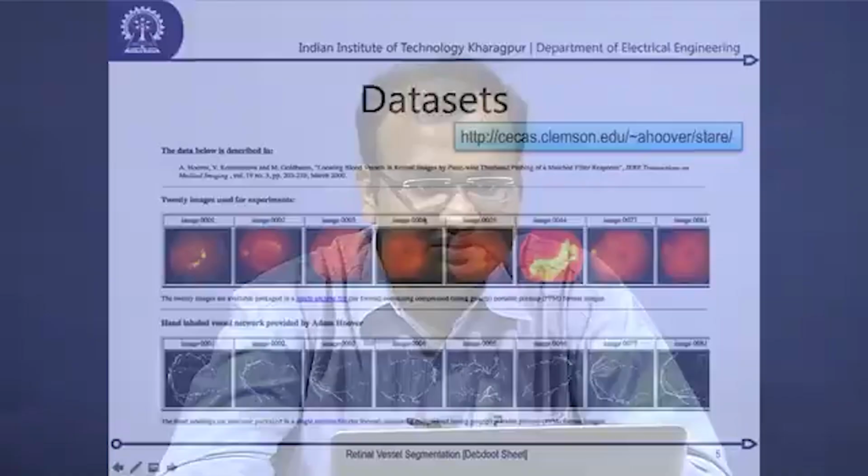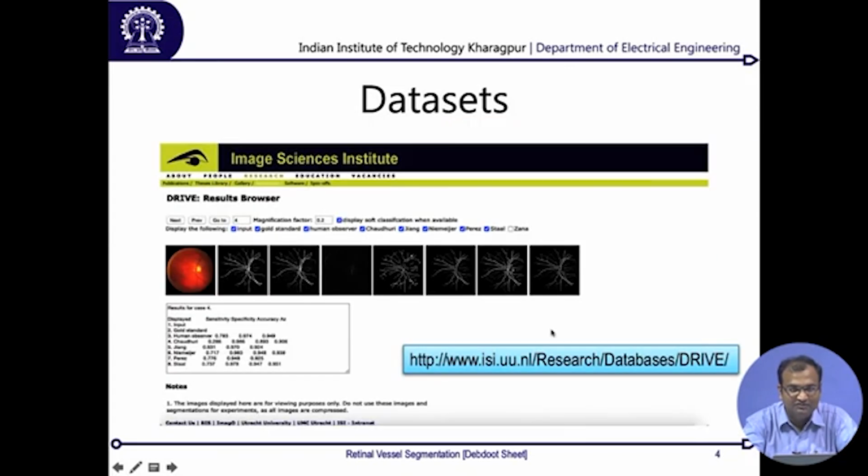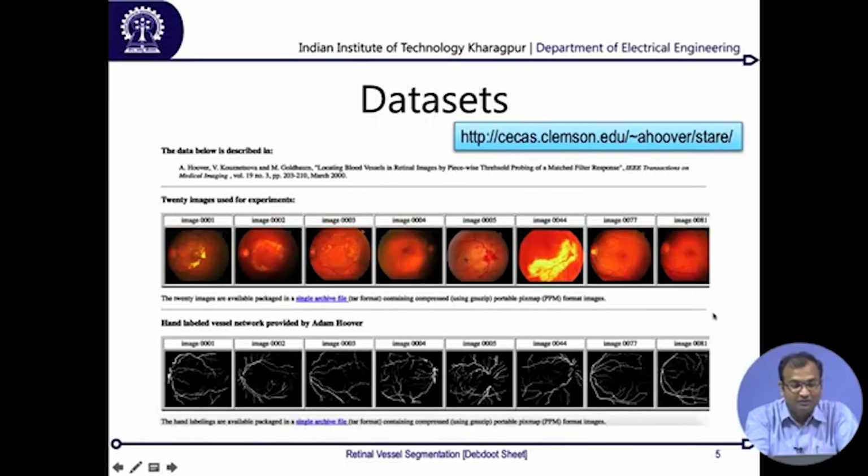The next playground which has come up in recent years is called STARE, and the beauty is that while DRIVE, this previous data set, is primarily from healthy subjects who are not symptomatic of any particular kind of retinal pathology, the STARE data set is from people who have some sort of pathology, and for most of them they do have some sort of hypertensive disorder, or they have diabetic retinopathy problems.